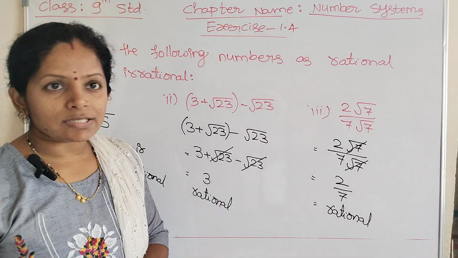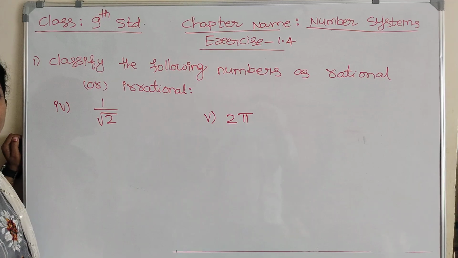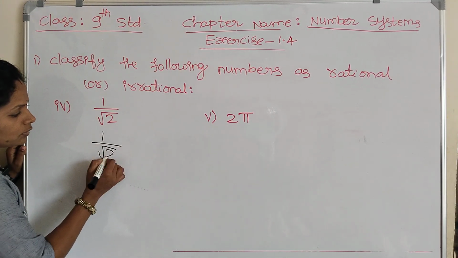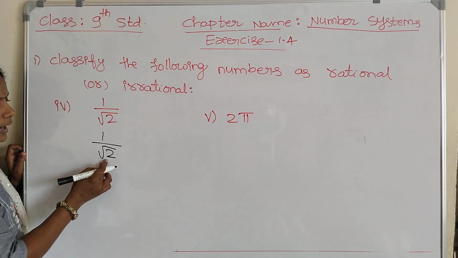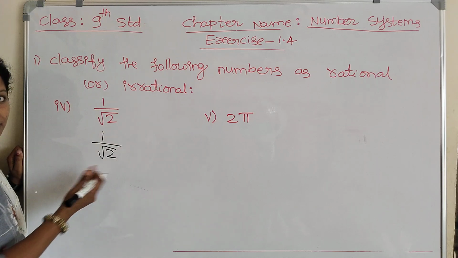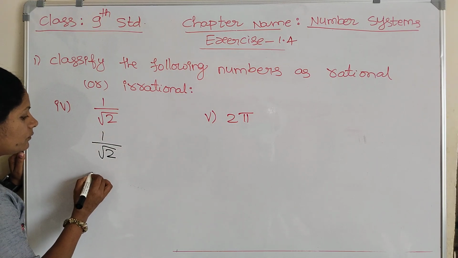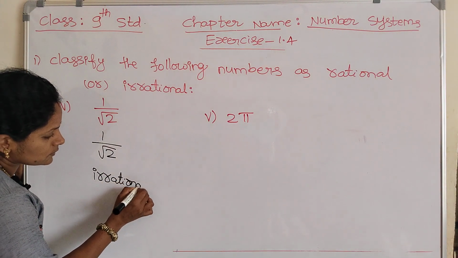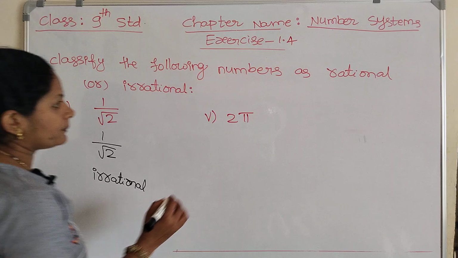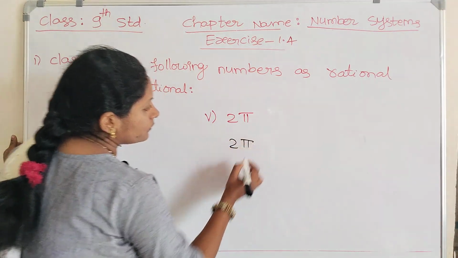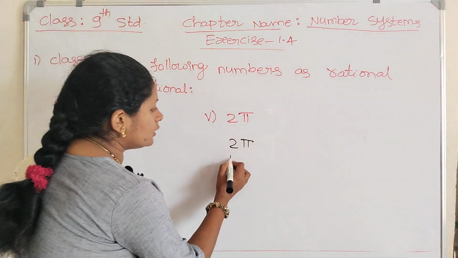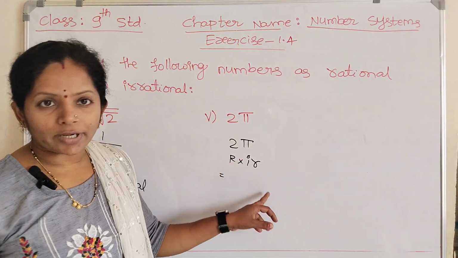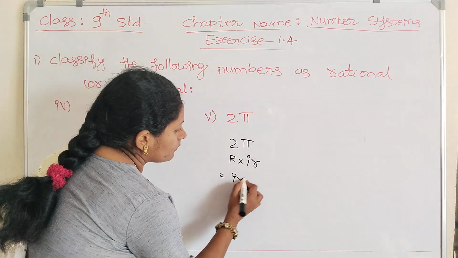Two questions still remain. The fourth question is 1 divided by root 2. 1 is a rational number and root 2 is irrational. The resultant will be irrational only. Next, 2 pi. 2 is a rational number, multiplied by pi, which is irrational. So rational into irrational gives an irrational number.